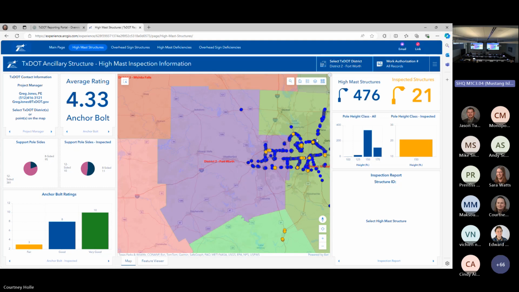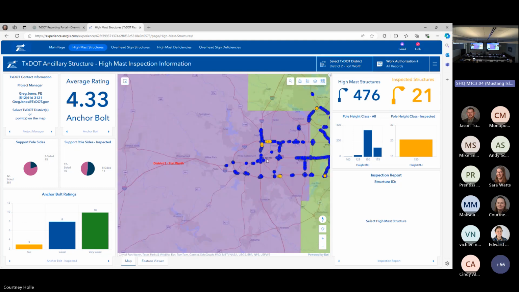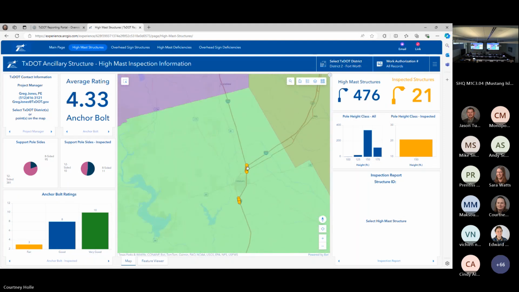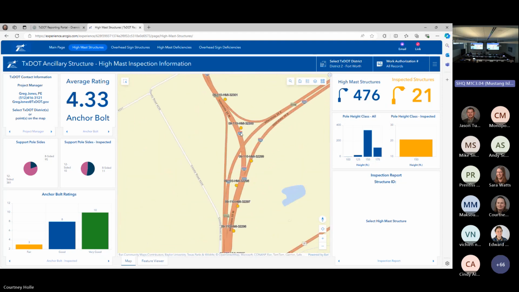We could also see the number of sides on the pole. So we click on here, we get the 12-sided poles, or these are the 8-sided poles. And if you want to say, show me the 12-sided poles that are 175 foot tall, then we can drill down into that. And we can zoom in on an individual pole.